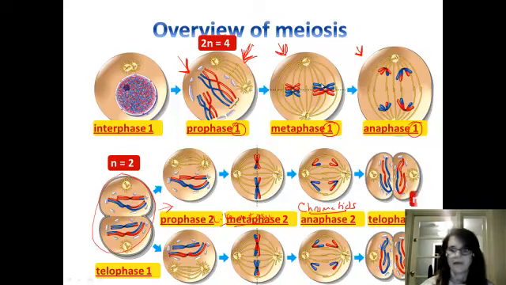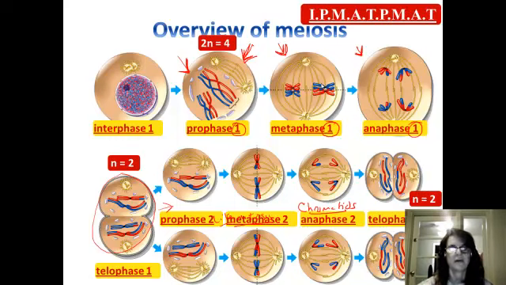Okay? So please notice up here 2n. N is the haploid number of chromosomes, the haploid number. So in a human, N equals 23. 2n is our diploid number, so that would be in a human 46.